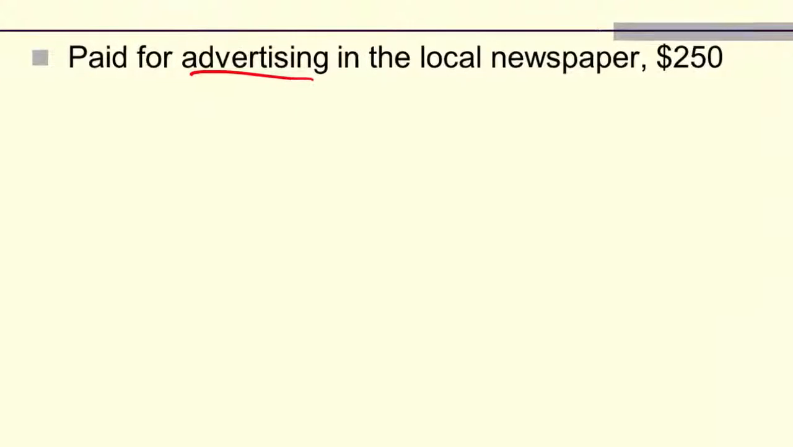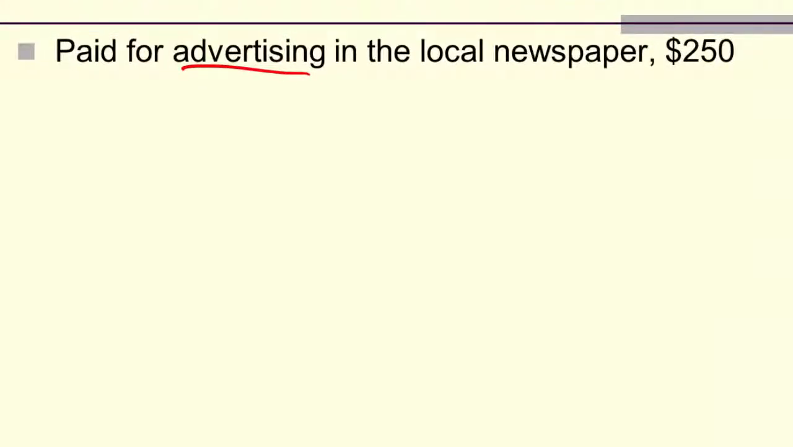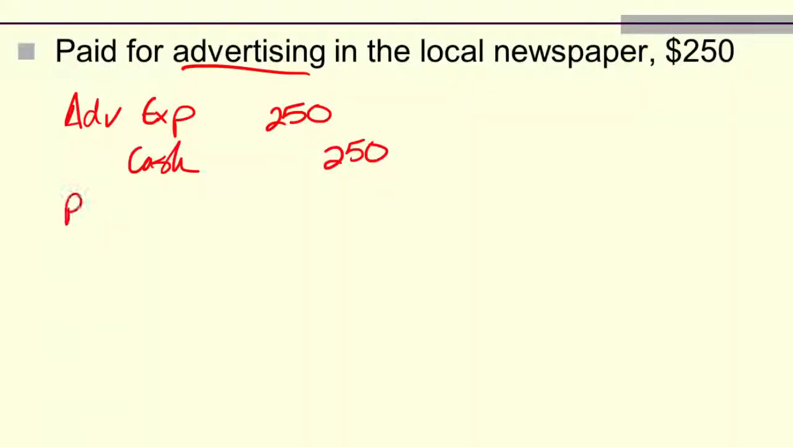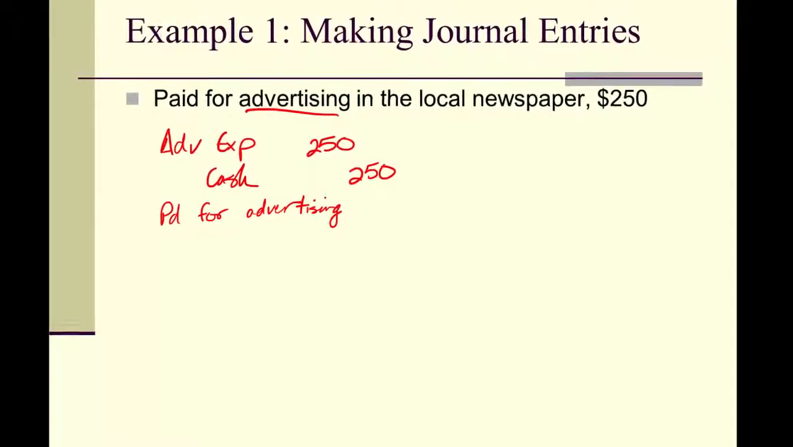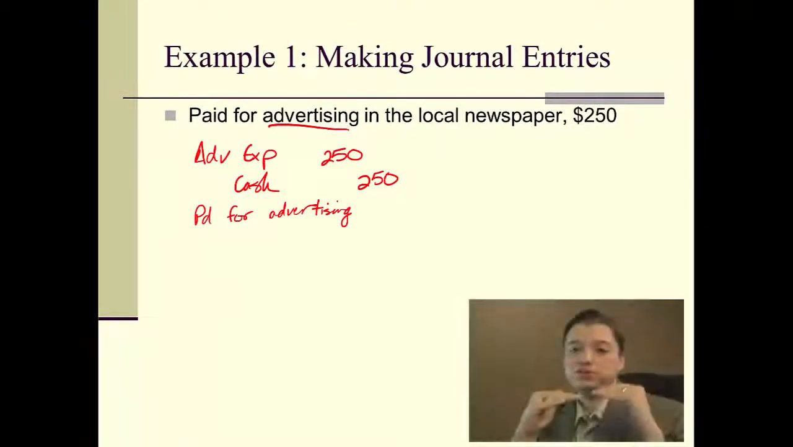So paid for advertising, let's see, clever accounting names, advertising expense, perfect. Credit cash, because I paid for it, $250. $250 paid for advertising. And that's it. That's all there is to it. Last time we get to do this, though we might slip it in a couple more times just for fun. But last time we're really going to do this consistently.